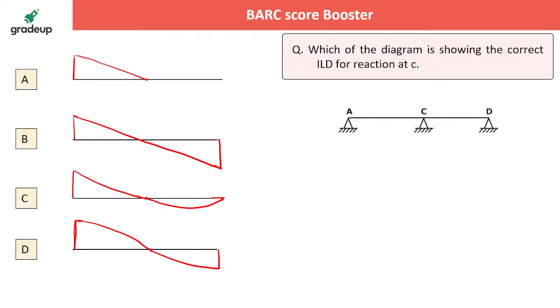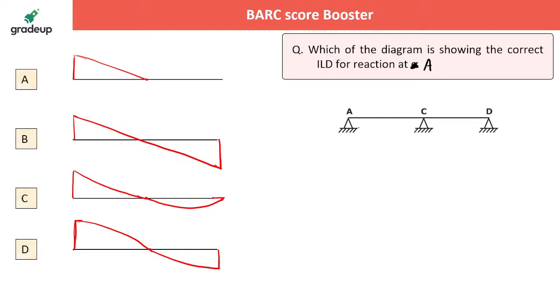Now, can you tell me which one of the diagrams is showing the correct ILD for the reaction at A? Once again, you need to understand it is an indeterminate structure. For all indeterminate types of structure, a curvilinear diagram will be coming. Can you tell me what will be the correct ILD for the reaction at A?